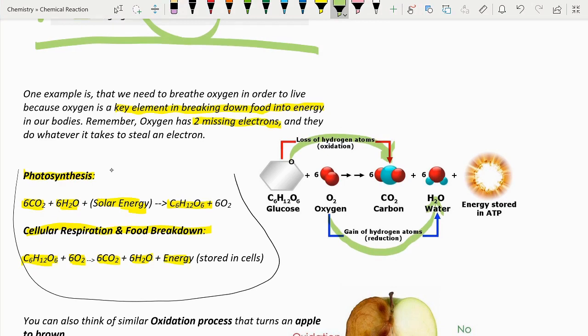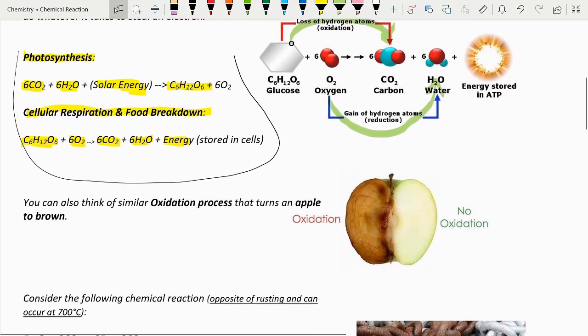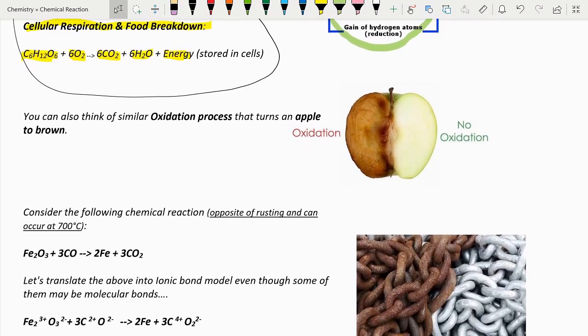You can also think of a similar oxidation process that rots an apple. So essentially, when you cut open an apple, an enzyme in that fruit reacts with oxygen to turn polyphenols into melanin.